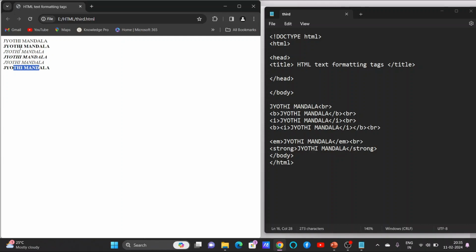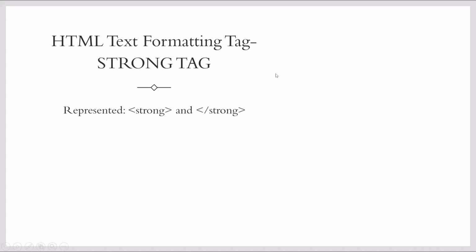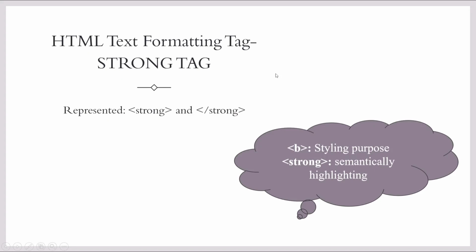You may not see the difference between the bold tag and the strong tag. Remember, the B tag is used only for styling purposes, but semantically, in a paragraph, if you want a highlighting of a word, then use the strong tag.